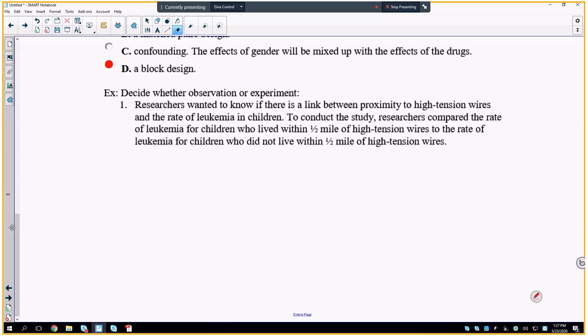Well, it doesn't appear that the researchers have attempted to influence the outcomes in any way. So I'll say this is an observational study, because they didn't ask the children to live within half a mile or not within half a mile of the wires. And they didn't put new wires in the neighborhoods where the children lived to observe the effect. They simply asked the children who were already living where they were living for information about their health.